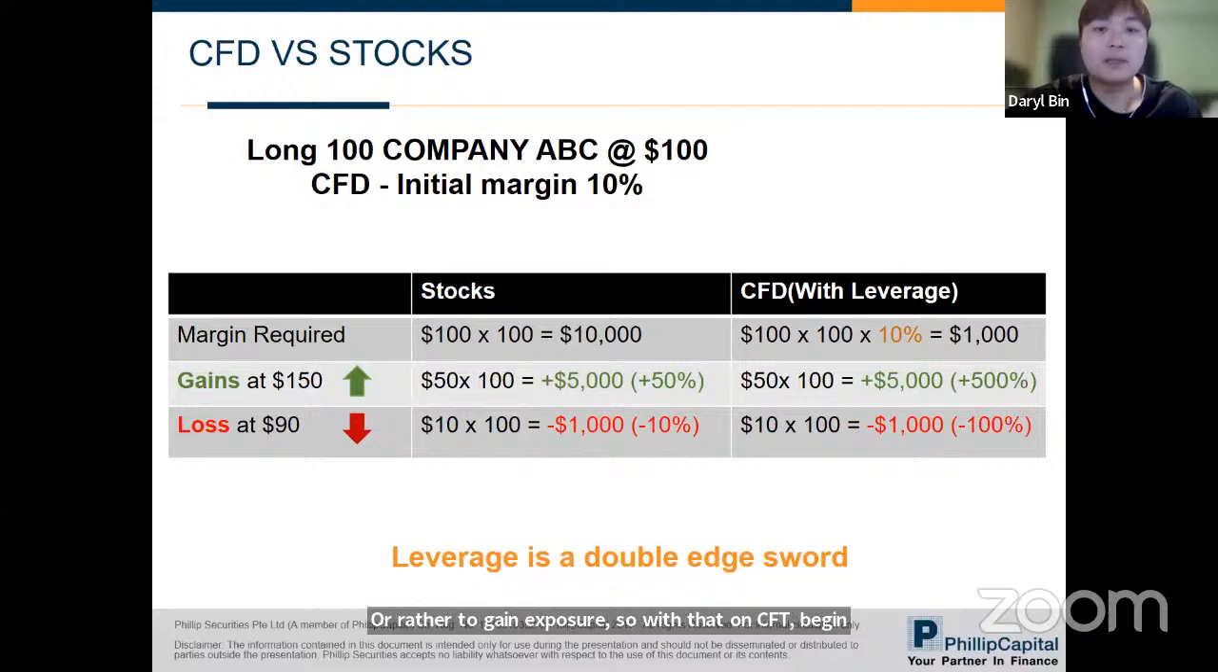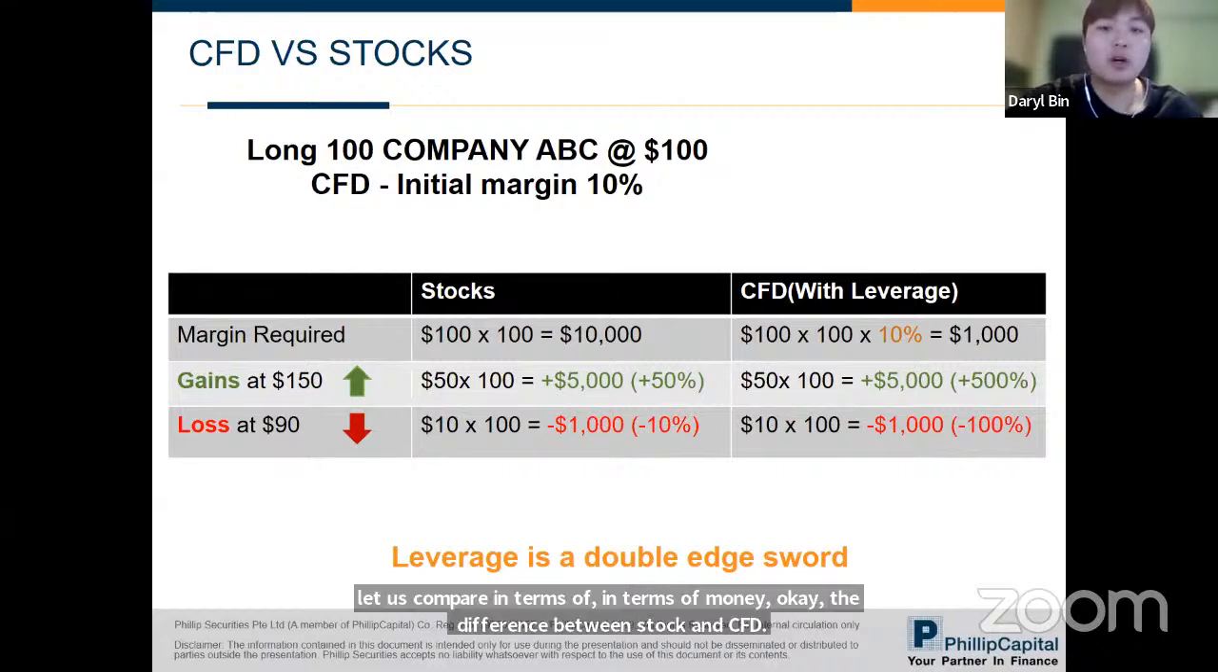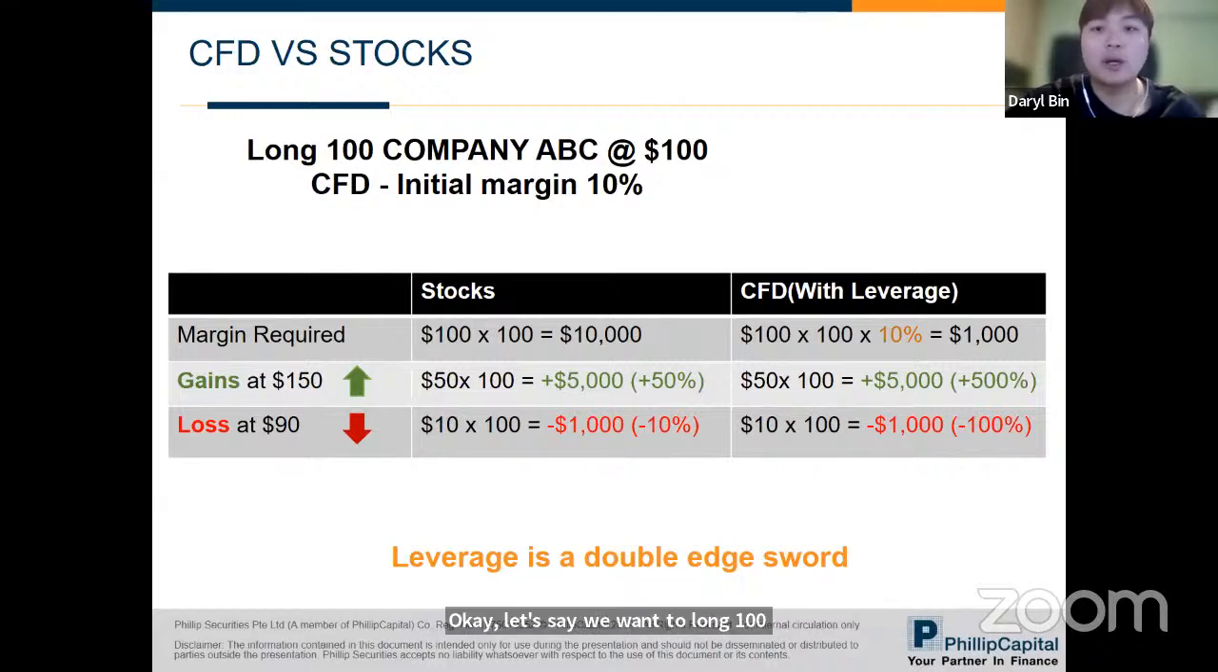So let us compare in terms of money the difference between stock and CFD. Let's say we want to long 100 shares of company ABC at $100. For this counter, the margin requirement is 10%. So for stocks, in order for you to hold 100 at $100, you will need $10,000. However, using leverage with CFD, we only need $1,000. And using $1,000, we will be able to gain exposure of a $10,000 contract value.